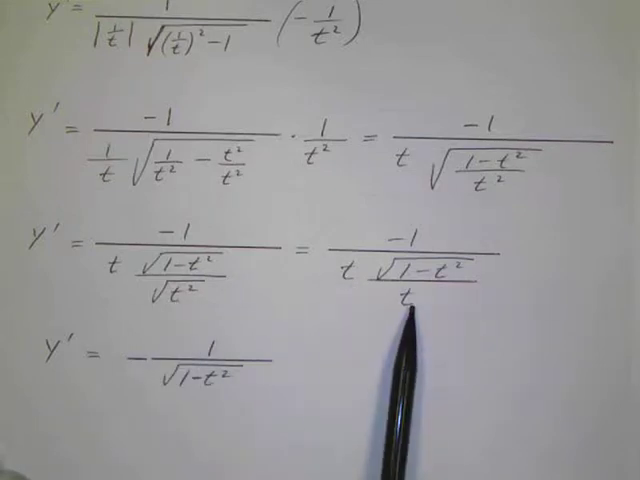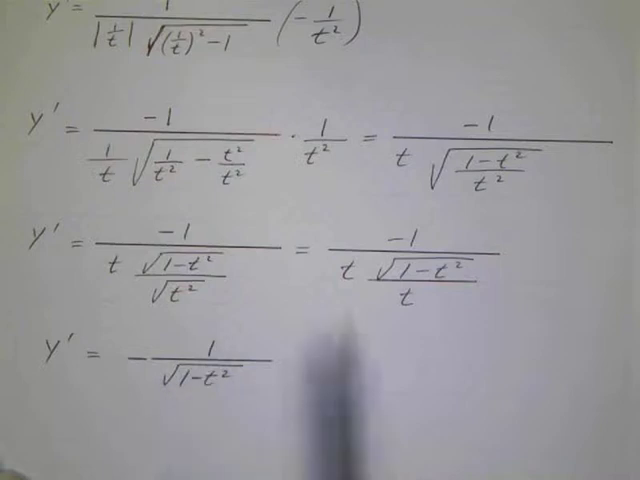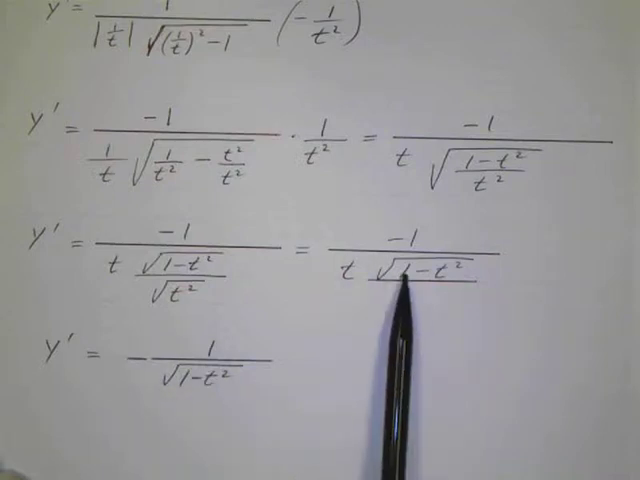But what's t over t? 1. So we end up with negative 1, and then in this book, they put the negative sign in front. It could go there if we wanted. So it's negative 1 over, those cancel, the square root of 1 minus t squared. So that was your final answer.